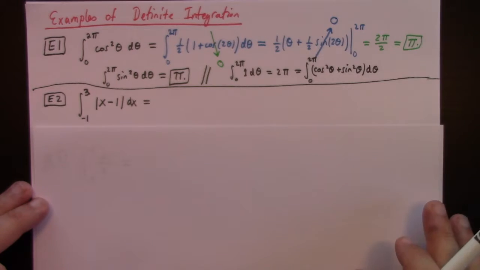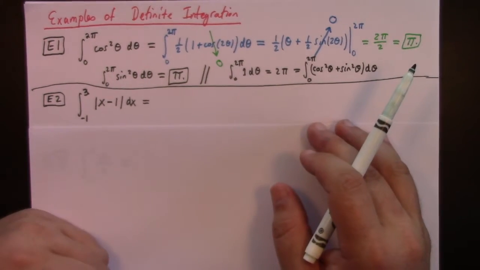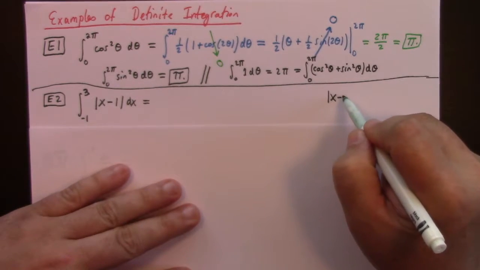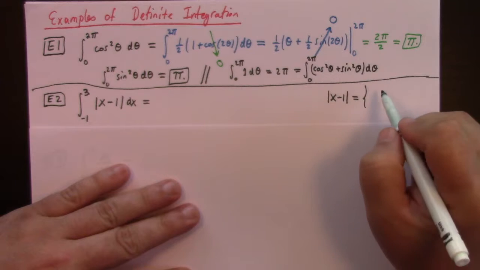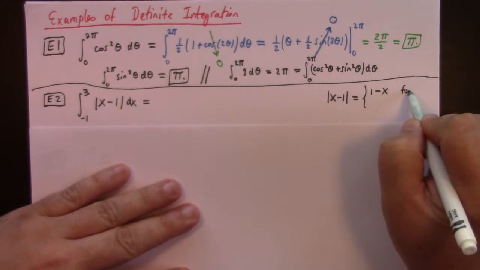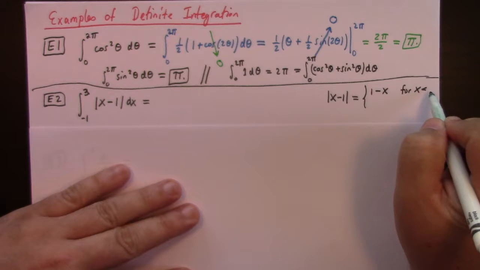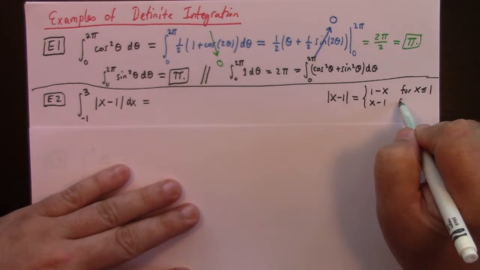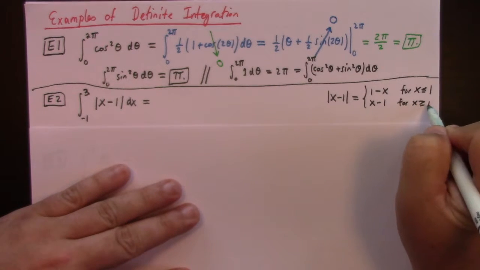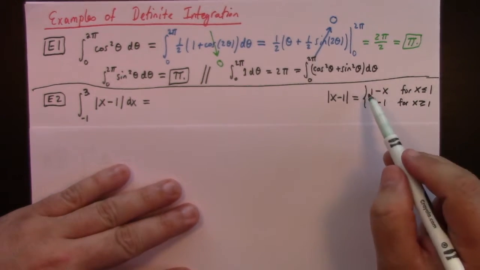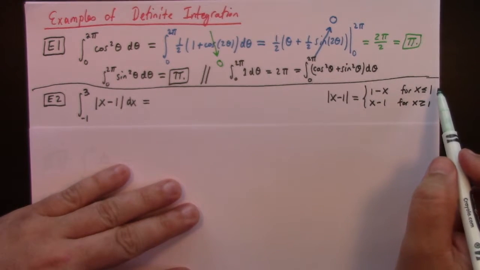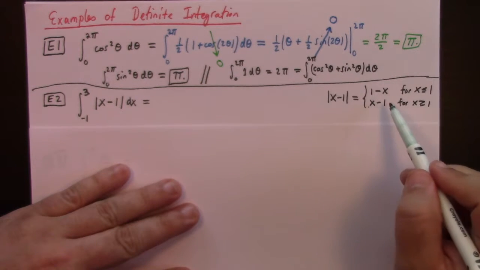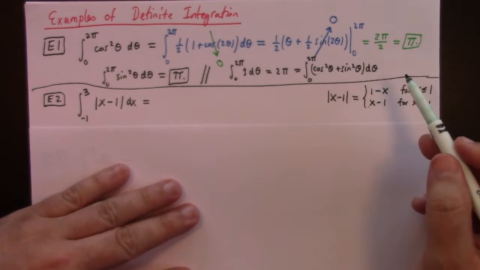This one is not as pleasant. So anytime you have an absolute value function, that's a piecewise defined thing, right? The absolute value of x minus 1 is equal to, what is it equal to? Well, it's equal to 1 minus x for x less than or equal to 1, right? And it's equal to x minus 1 for x greater than or equal to 1, right? Because that's what's needed to give a positive formula. For example, if x is a half, 1 minus a half is 1/2, but if x is 1.5, 1.5 minus 1 is a half. So this is what you need to keep it positive.